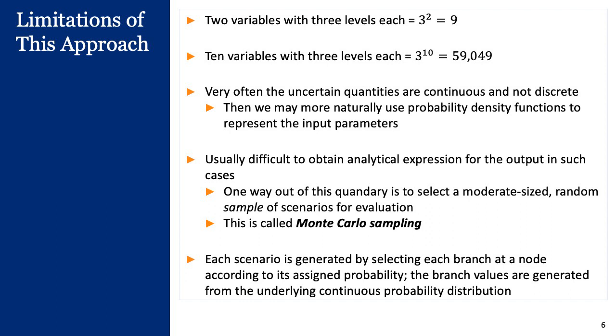And so one way to deal with this problem is to select a moderate-sized random sample of scenarios for evaluation, and this is called Monte Carlo sampling. And each scenario is generated by selecting each branch at a node according to its assigned probability. And the branch values are generated from the underlying continuous probability distribution. Now, if that sounds confusing, hopefully it'll become clear when we run through some examples.